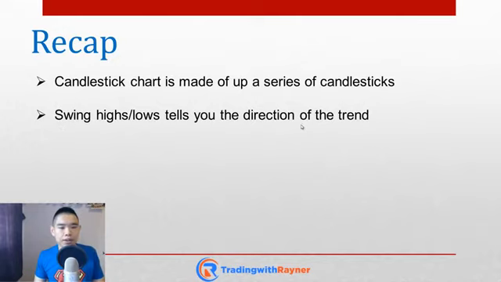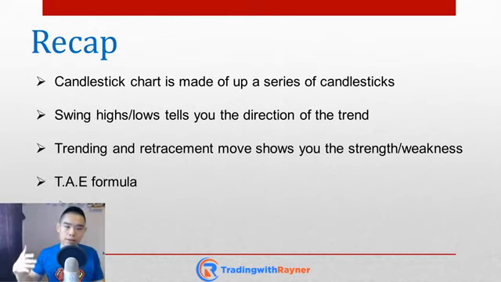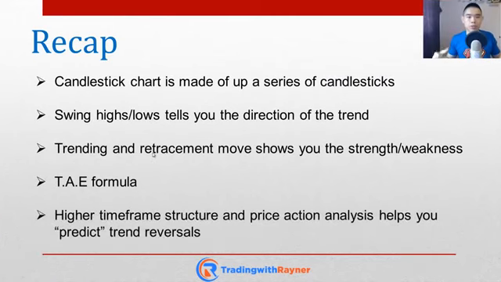Then we talk about identifying the direction of the trend using the swing highs and swing lows concept. Then we talk about the trending and retracement moves. It shows you strength and weakness in the market. Not finally, but almost there, we talk about the TAE formula, basically trading with the trend from an area of value and then having a valid entry trigger to enter the trade. And finally, we talk about how to actually predict or anticipate trend reversals.